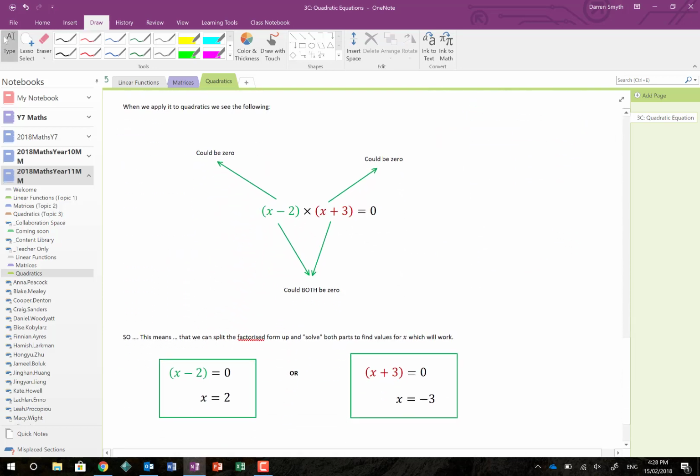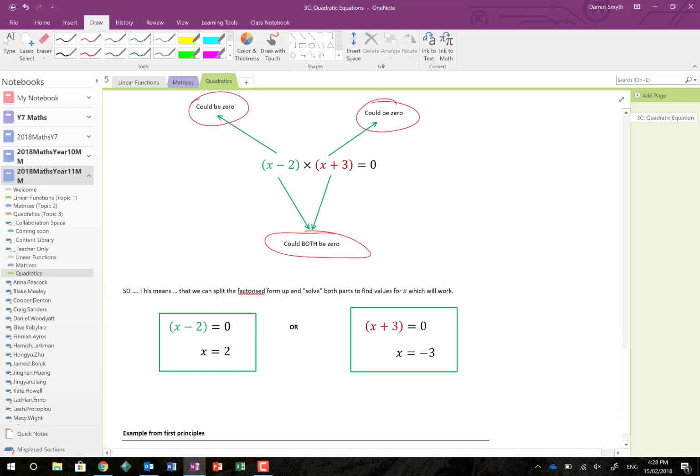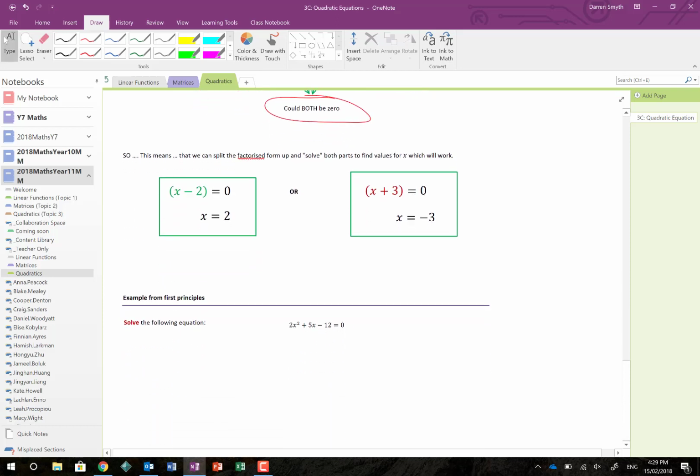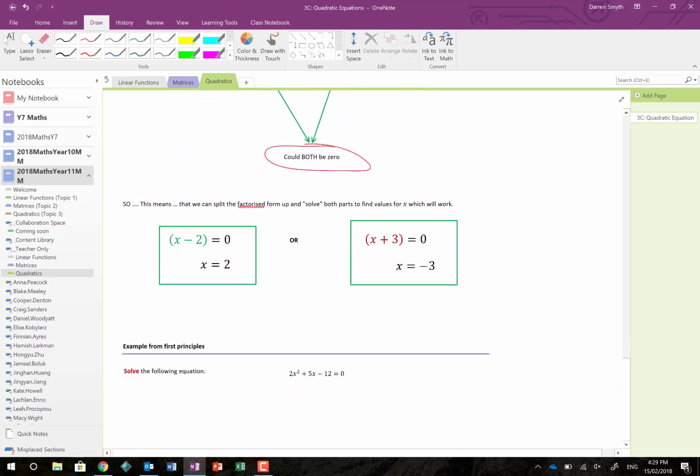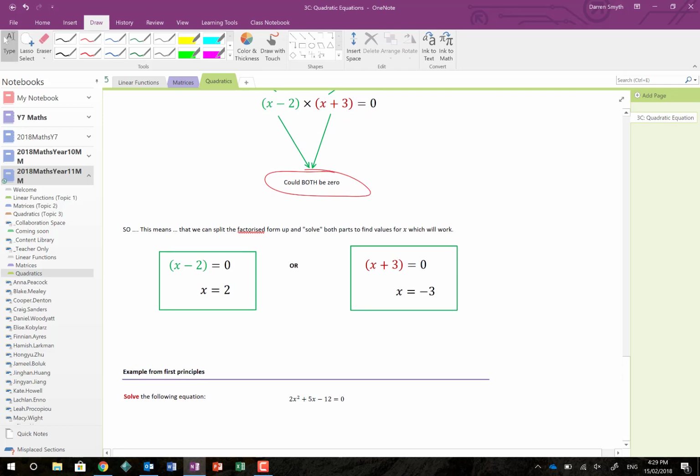As I say here in a slightly more colourful way, we use the idea that either x minus 2 could be 0, or x plus 3 could be 0, or they could both be 0. If that's the case, we can split this up and say that the first half of that equation, x minus 2, is equal to 0, or x plus 3 is equal to 0. And a basic bit of manipulation tells me that the x value has to be 2, or the x value has to be minus 3.